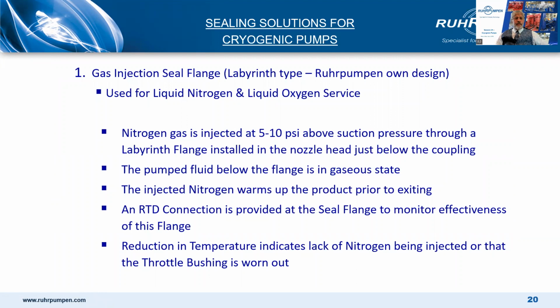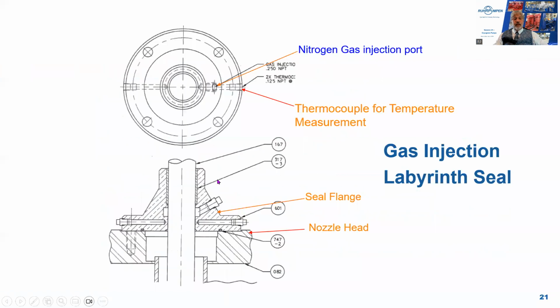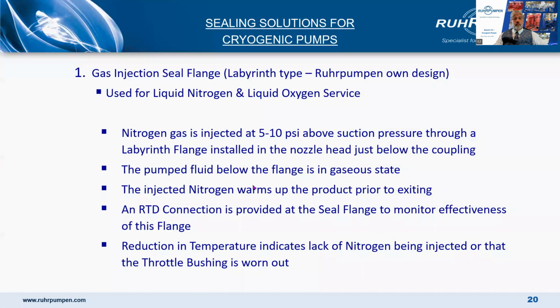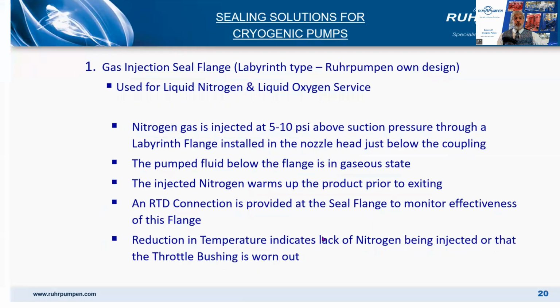For mechanically sealing, well, there are 4 normal options on sealing. First is a labyrinth type seal, a gas injection seal. So the nitrogen gas is injected just above suction pressure through a labyrinth flange installed in the nozzle head just below the coupling. Here. So it's injected here. The injected nitrogen warms up the product prior to exiting, and an RTD connection is provided at the seal flange so you can monitor the effectiveness of this flange. Any drop in temperature will indicate not enough nitrogen being injected or that the throttle bushing is worn out.